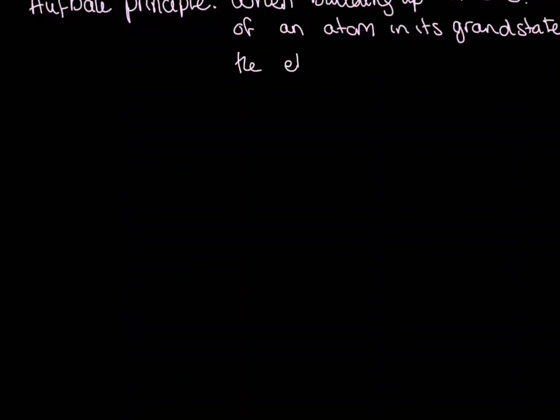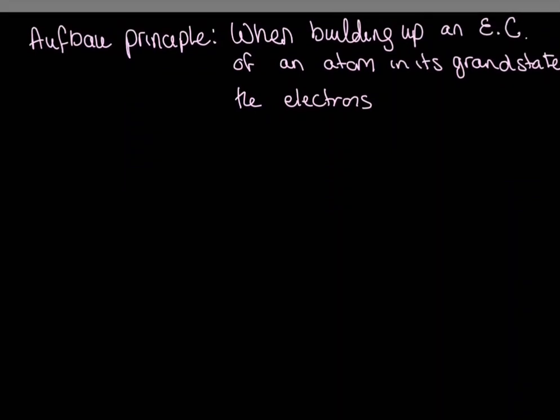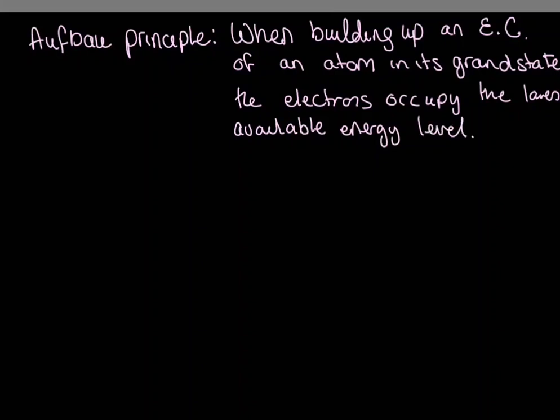The electrons occupy the lowest available energy level. Okay, always the lowest first, just like in junior cert, you did the first shell, then the next shell, and then the next shell. There's one really important thing here.